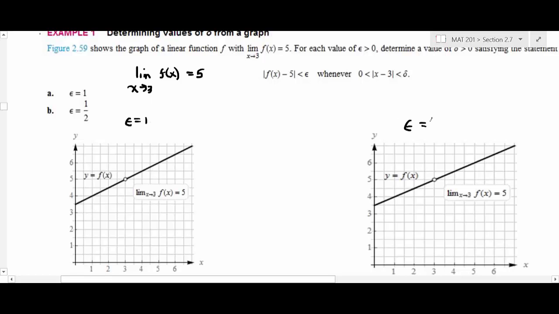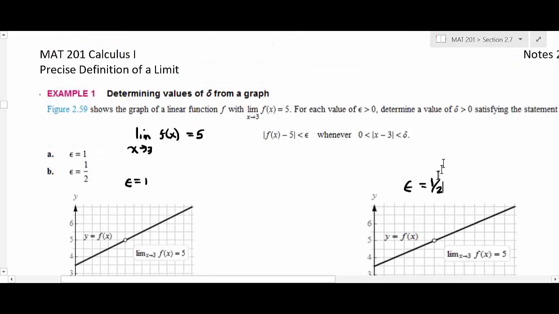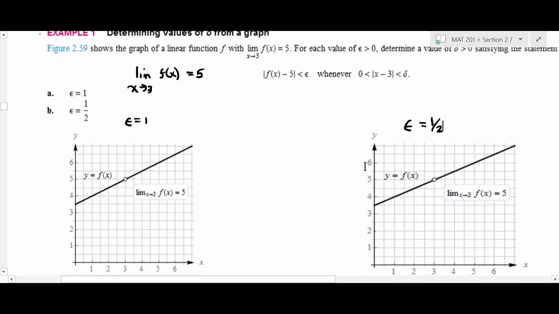So epsilon is some positive number, and we're interested in a function, in this case just some arbitrary kind of function. We're looking at a linear function because it's a little bit easier to interpret. Again, what the definition says is, if the distance between x and 3 is between 0 and delta, then the distance between f of x and 5, the value of the limit, is less than epsilon.